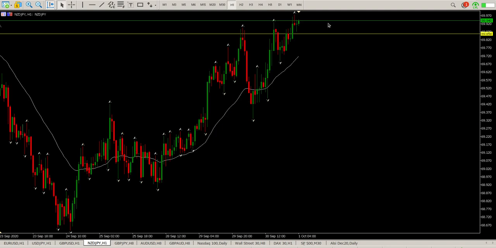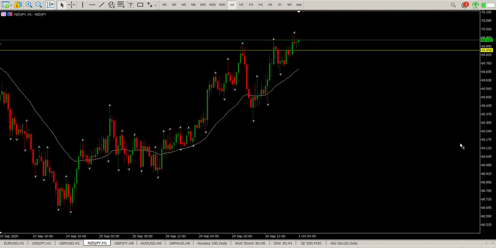69.858 is my line in the sand, so to speak. I'm looking for price to hold this level. At the moment, you can see we did get a close above, then we pulled back, and then we sold off it. Now we've got another close above, but they're still selling.